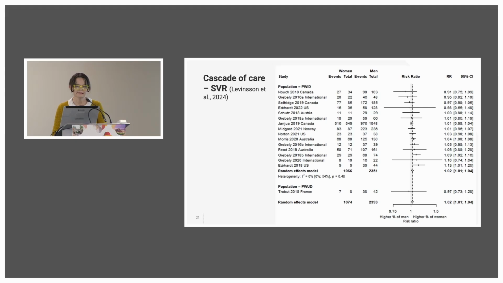And then finally, sustained virologic response. There were quite a few studies of SVR, and you can see they're mostly equivocal with some minor variation, but in both directions. The summary estimate is 1.02, with women having a very slight advantage, but given that pattern of findings, it doesn't make a lot of sense to say that this is a clinically important difference or even a real difference. One study in the other direction and the result would probably flip.